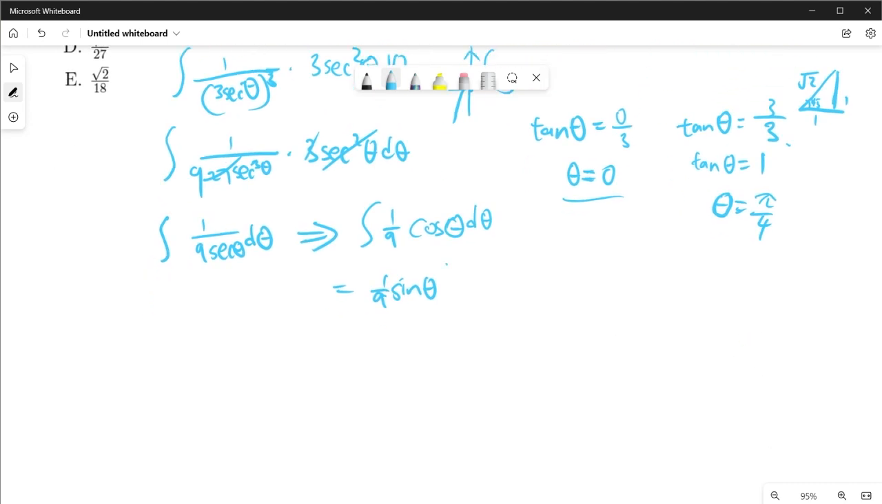So in that case, we can put that in. So we have 1/9 of sine pi over 4, and then minus 0, since sine 0 is 0. And then we can go back to this triangle up here, and sine pi over 4 is root 2 over 2. So then it would just be root 2 over 18, which is option E.